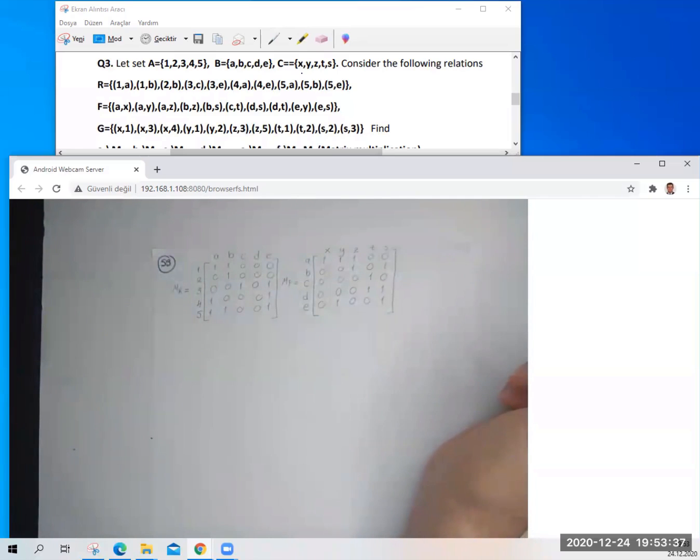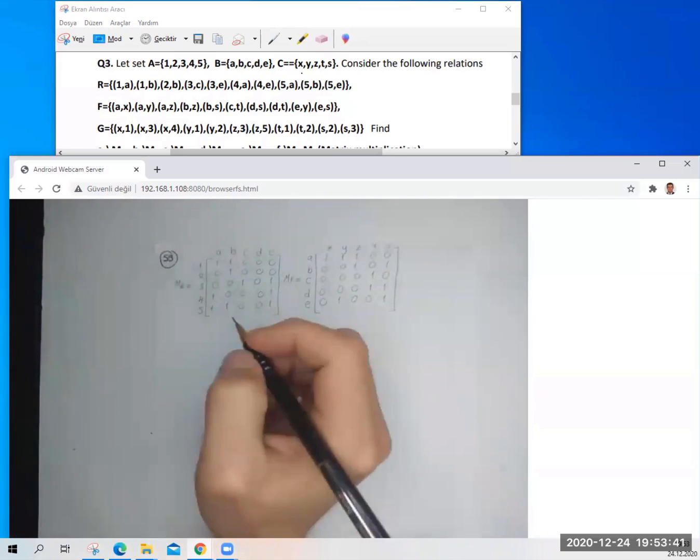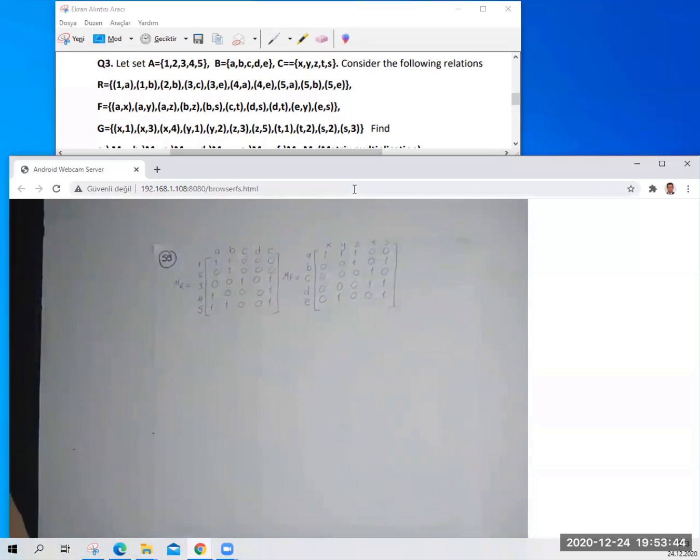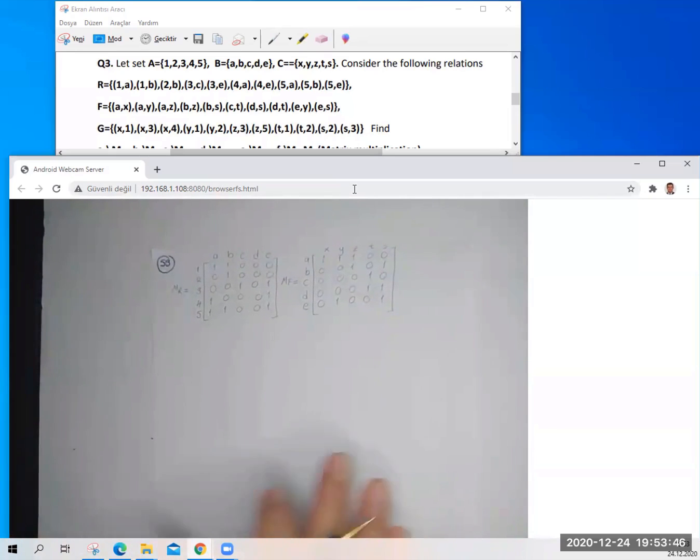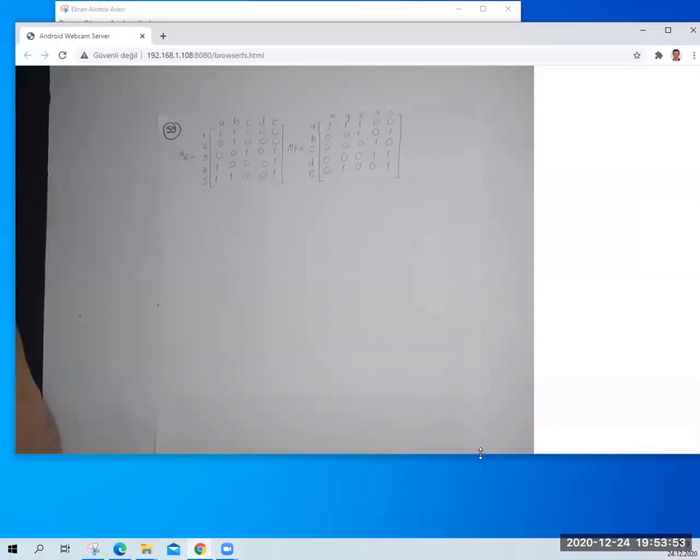So this is the matrix of F. Okay, let's write. Okay, anyway, you can make it like that.